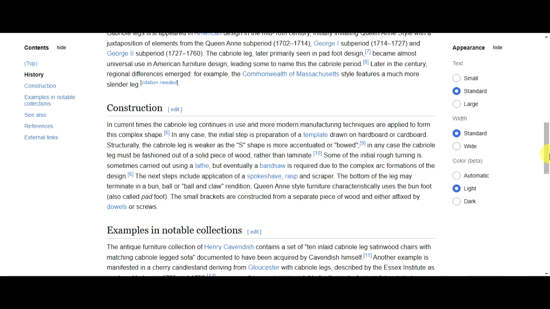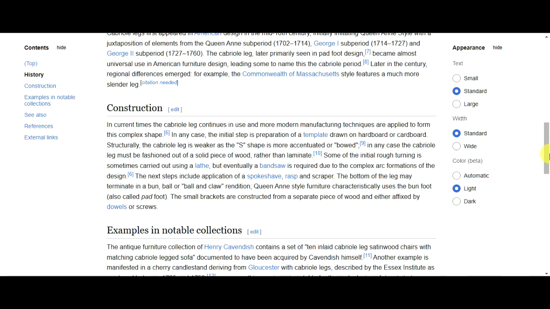Structurally, the cabriole leg is weaker as the S shape is more accentuated or bowed. In any case, the cabriole leg must be fashioned out of a solid piece of wood rather than laminate. Some of the initial rough turning is sometimes carried out using a lathe, but eventually a bandsaw is required due to the complex arc formations of the design.